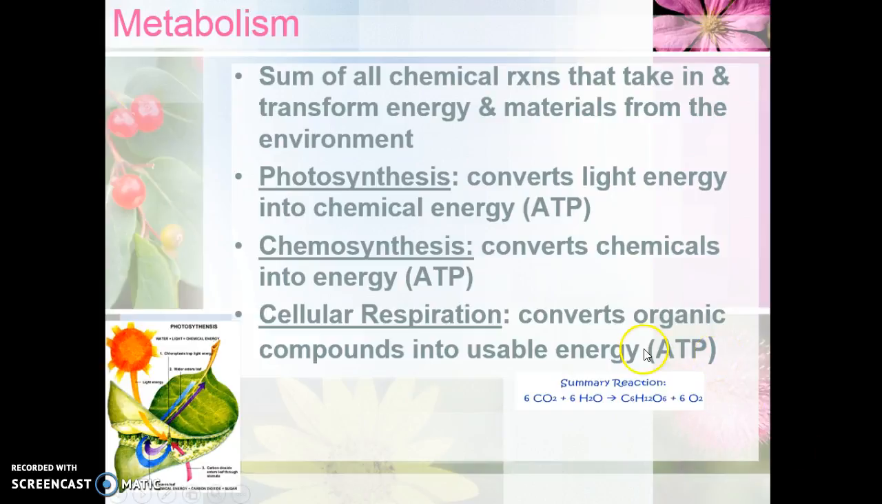So hopefully you're noticing this show up here quite a few times. It's going to be a very important part of these first few chapters, and that energy molecule will show up even when we get to the end of the semester as well. So something to keep in mind.